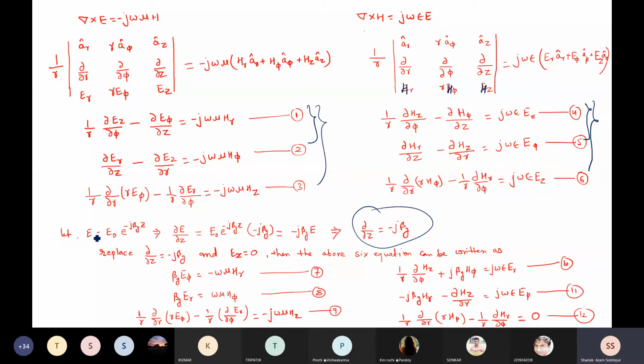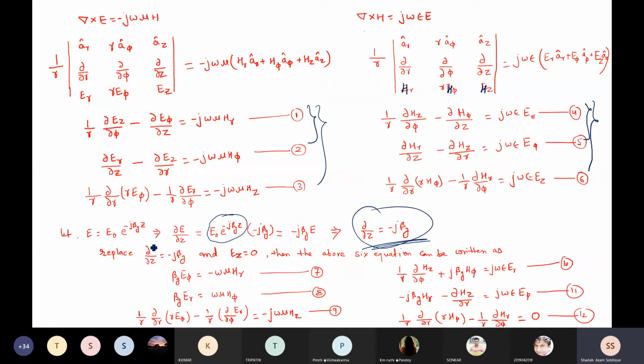Let us assume the electric field is moving in the z direction. So electric field E can be represented as E_0 e to the power minus j beta_g z. If you differentiate with respect to z, you get del E upon del z equal to E_0 e to the power minus j beta_g z times minus j beta_g. This is nothing but E again, so del E upon del z is equal to minus j beta_g times E. That means del upon del z is equal to minus j beta_g.